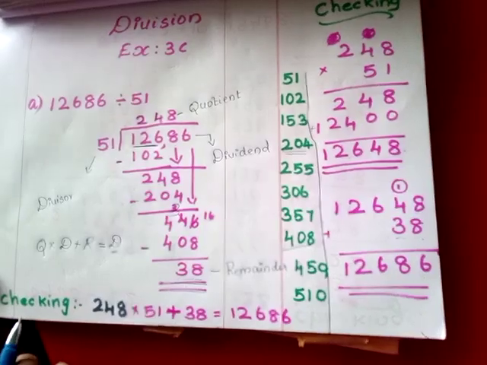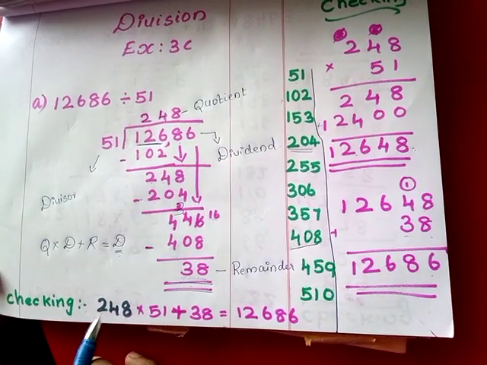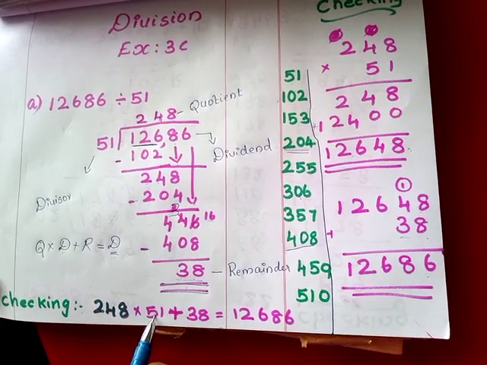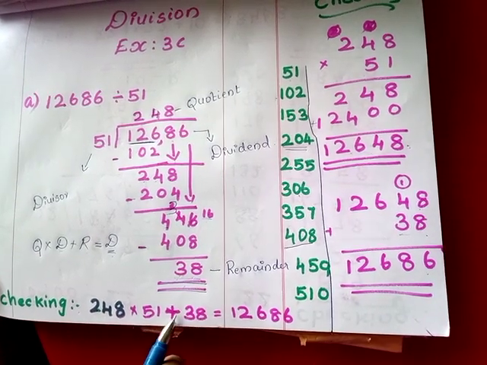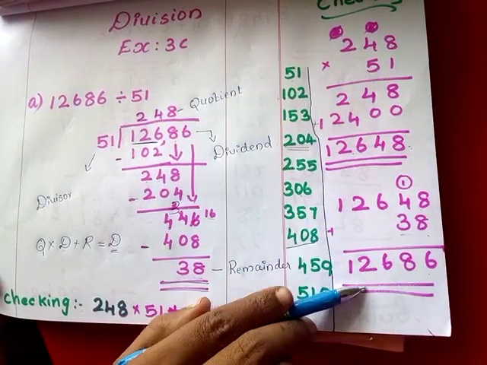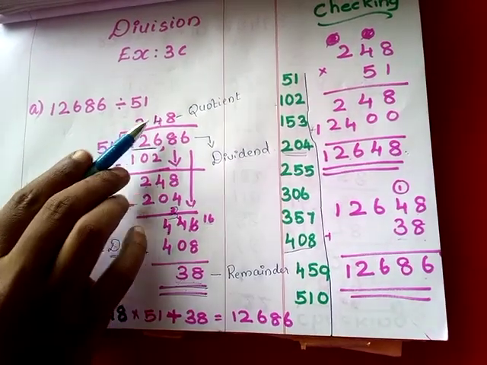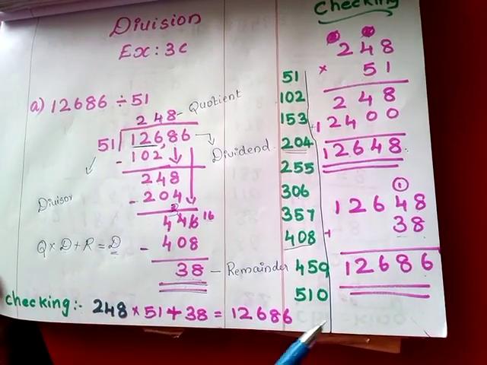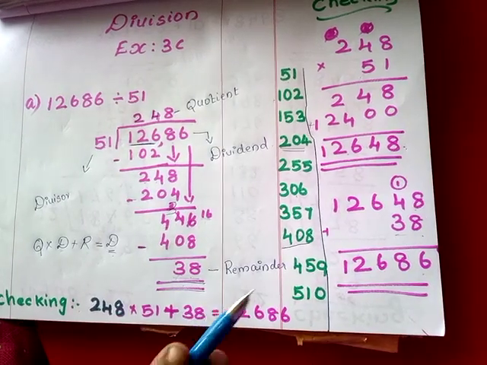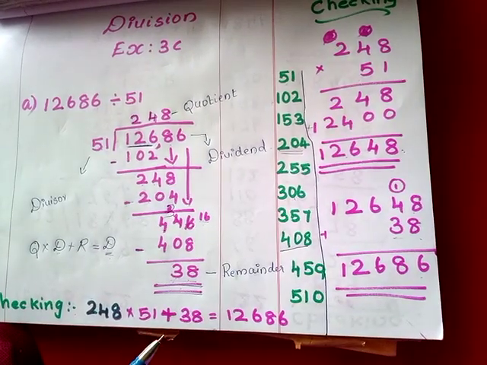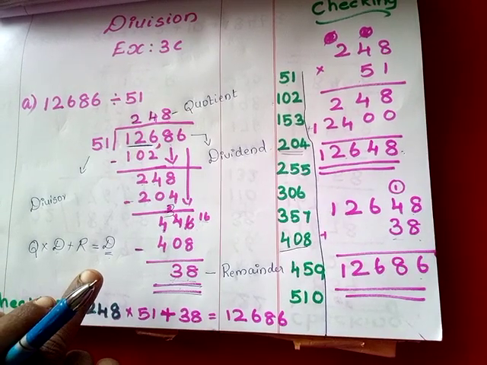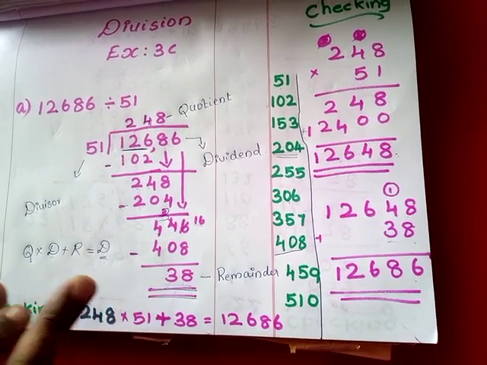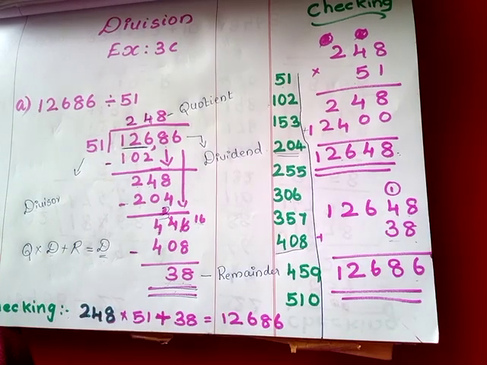So here you can write at the last, checking is equal to 248 into 51 plus 38 is equal to 12,686. This statement should be written after you solve this, because only if your answer is correct will you get it. Directly don't write this. First check and find whether you got the correct answer and write the statement like this. So now pause the video for a few seconds or how long you all want and copy down this exactly into your classwork.